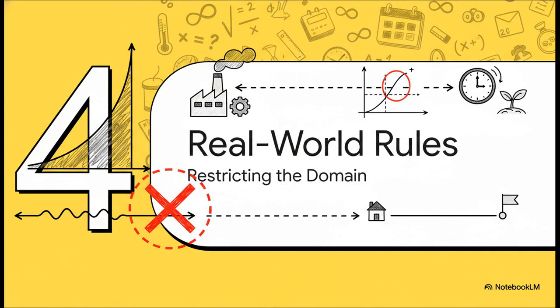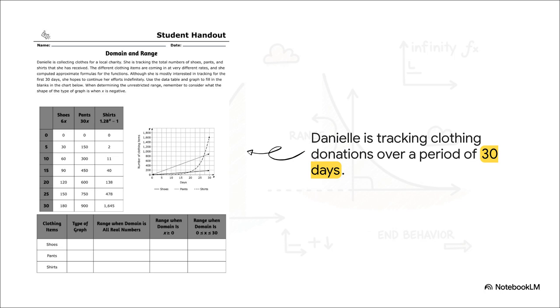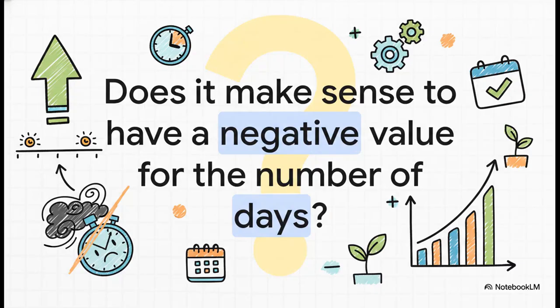Now, in pure math land, the domain can be all real numbers. But what happens when we start applying these functions to real life? Well, the situation, the context, can actually change the rules of the game. So let's take a look at Danielle's charity drive. She's tracking donations for 30 days straight, and the number of shirts she gets follows an exponential pattern. Okay, let's think about the domain here. The x value stands for the number of days.